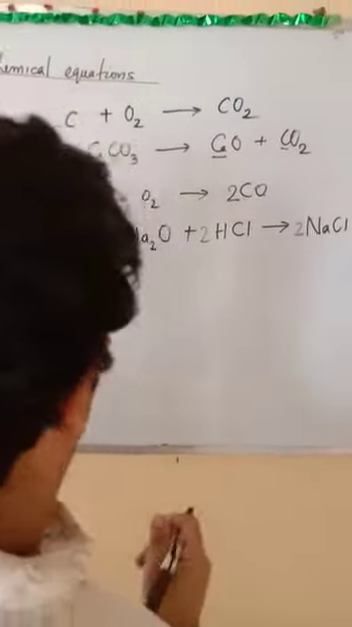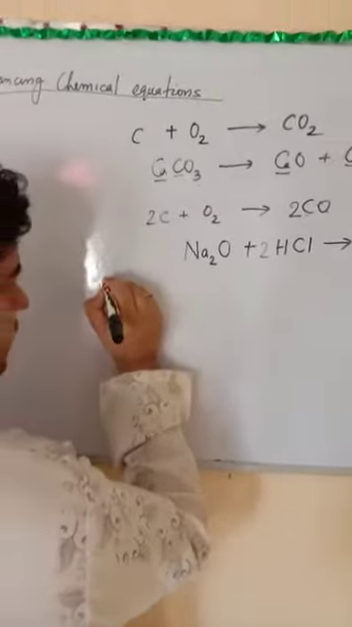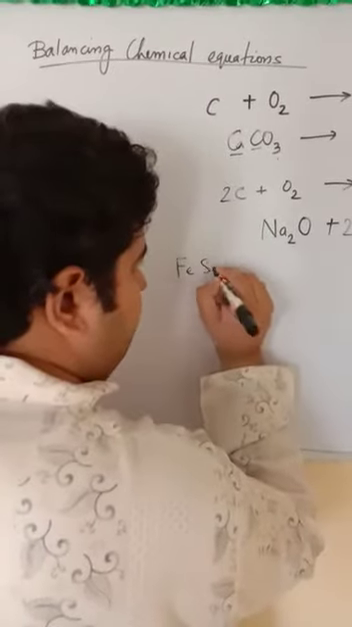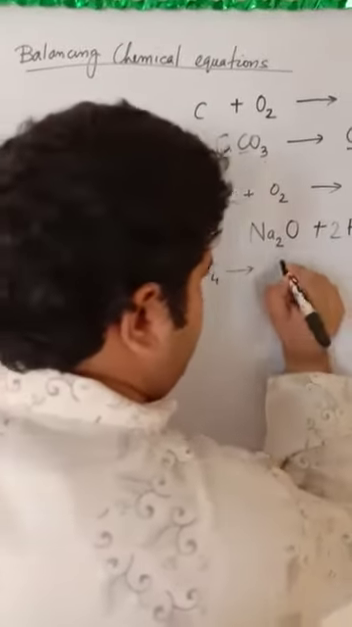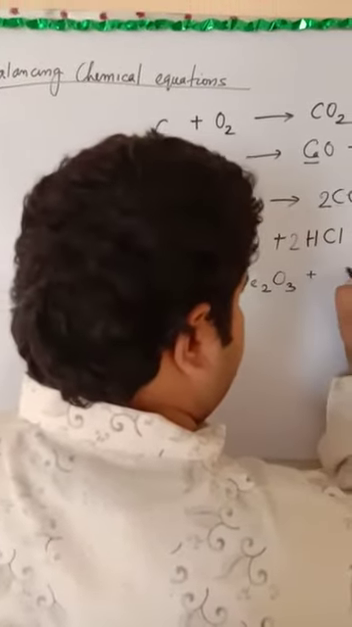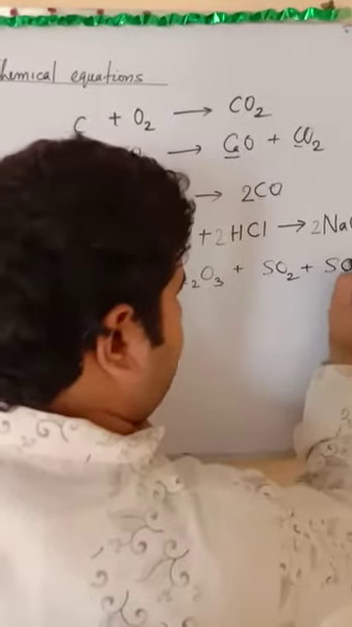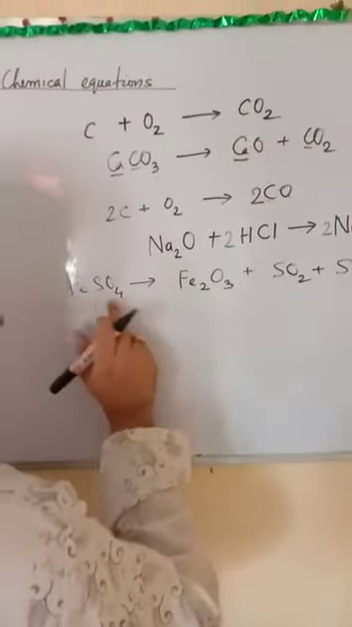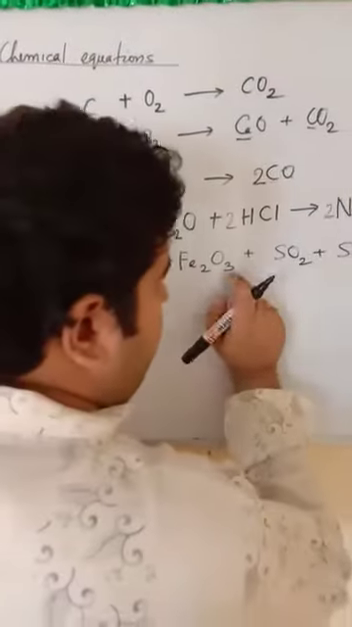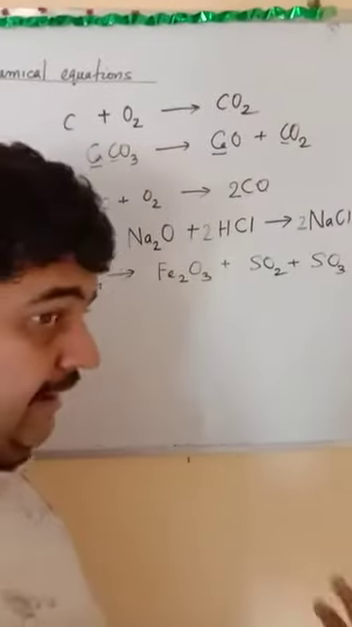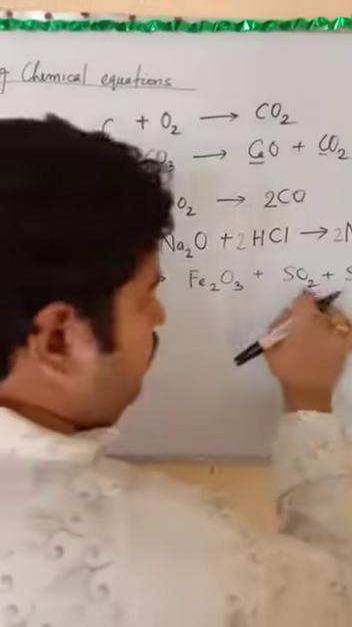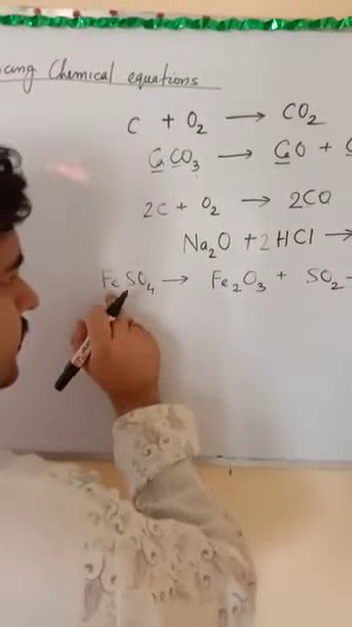Last example of balancing an equation. You can take this example. It's a chemical decomposition reaction: FeSO4 gives Fe2O3 plus SO2 plus SO3. You see, iron unbalanced, sulfur unbalanced, oxygen unbalanced, all are unbalanced. 3 plus 2 plus 3, how much? 8. 8 oxygens. How many oxygens are there on the left? 4. Need to be balanced. Sulfur 1, 2. Fine. This is 1, this is 2.